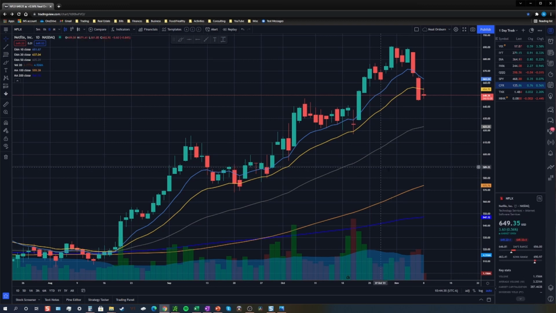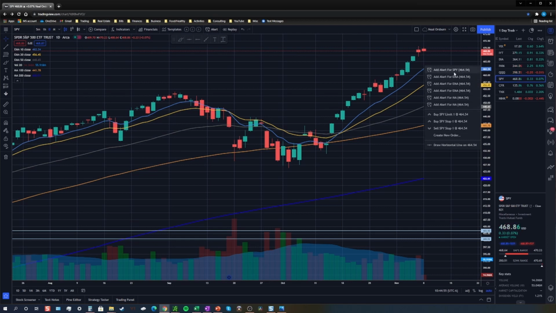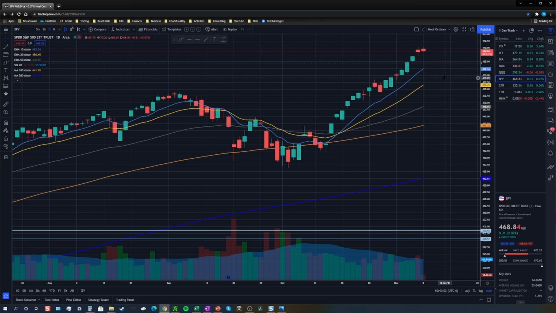And then let's say you want to set price alerts. Okay, so I'm going to click back over to the SPY. Let's say I want a price alert if it broke down below this candle, this green candle here. I can come over here, and there's a plus sign I can click on. I can hit add alert for SPY, but I want the alert on the SPY if it breaks down below that candle. So I'm just going to hit add alert, and there you go.